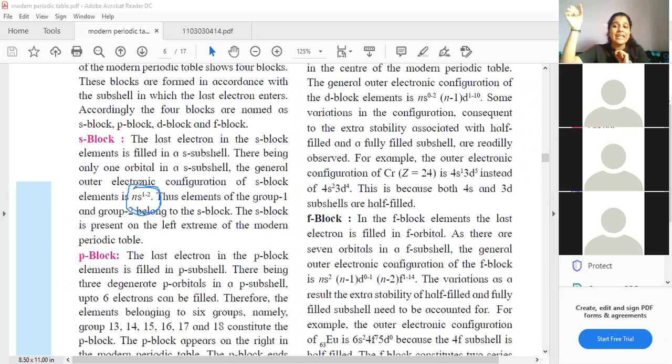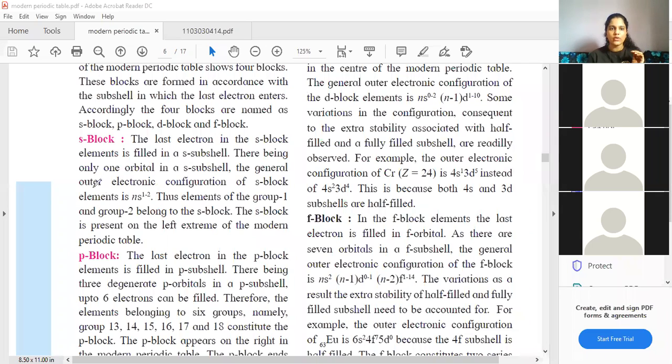Yes or no? Why is your D block of 10 groups, students? Because in the D orbital 10 electrons can be entered. Why is your P block of 6 groups? Because in the P orbital 6 electrons can be entered. Why is your F block of 14 elements? Because in the F orbital 14 electrons can be entered. So try to relate everything to the configuration and whatever you have studied till now related to electronic configuration. Students, you can mark this actually.